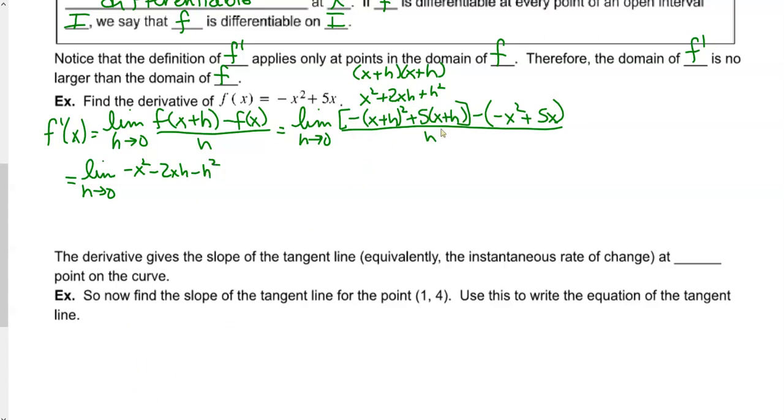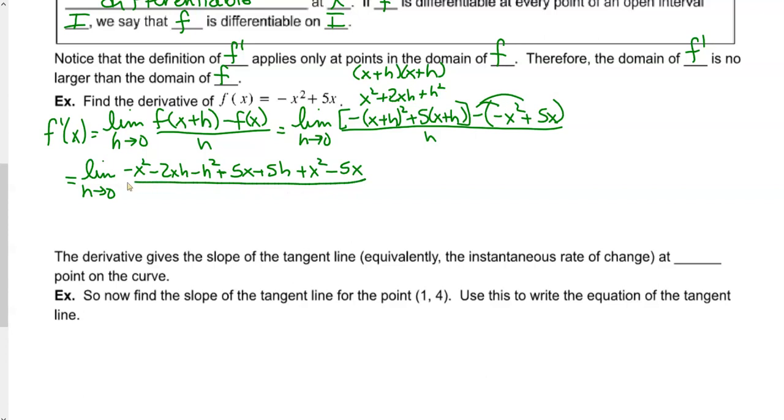Then I'm going to distribute my 5. So I'm going to go plus 5x plus 5h. And then I have to distribute this negative on the numerator as well to give me a plus x squared minus 5x all over h.